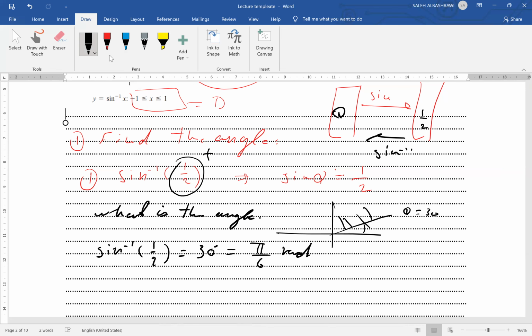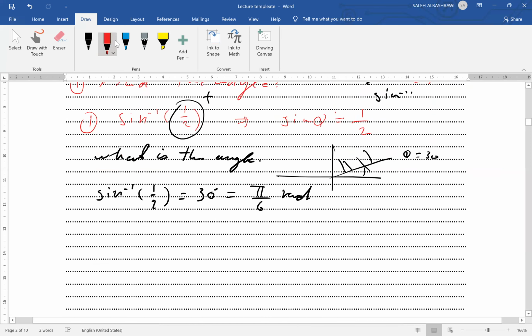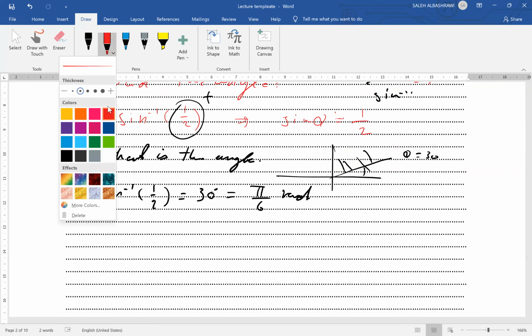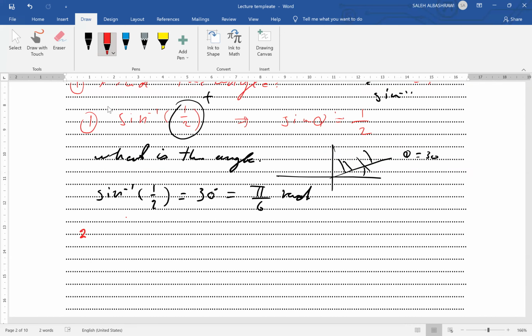Let's have another example. Number 2, sine inverse of square root of 2 divided by 2. Again, we are looking for the angle. Now, square root of 2 divided by 2 is positive, so we are looking for an angle in the first quadrant. This must be in the first quadrant.